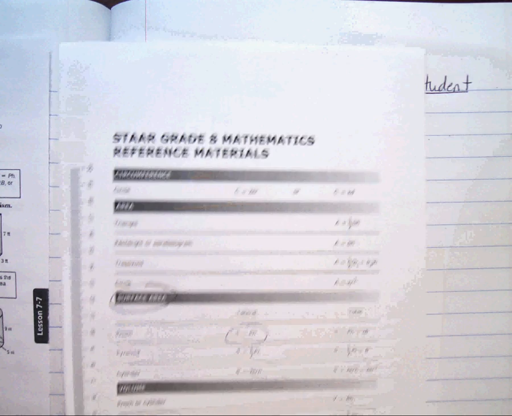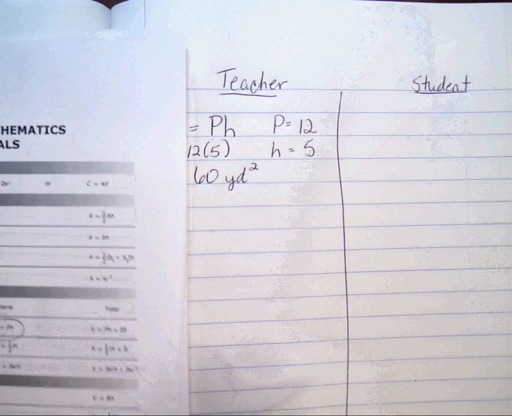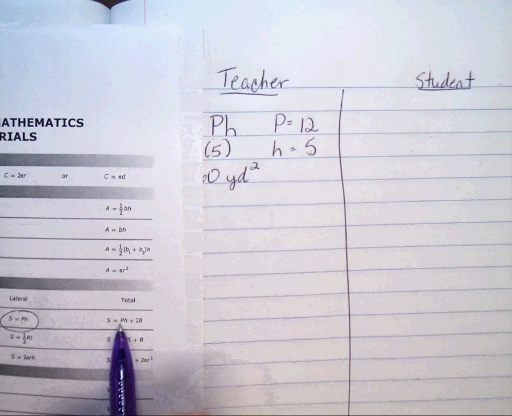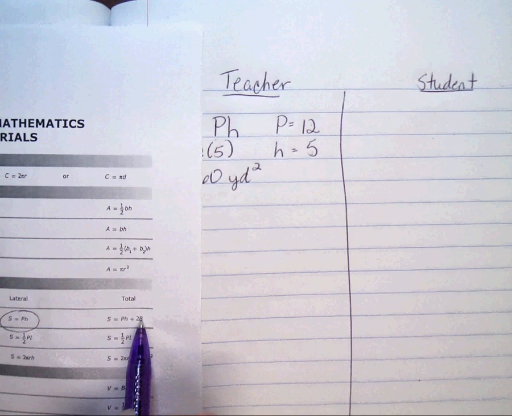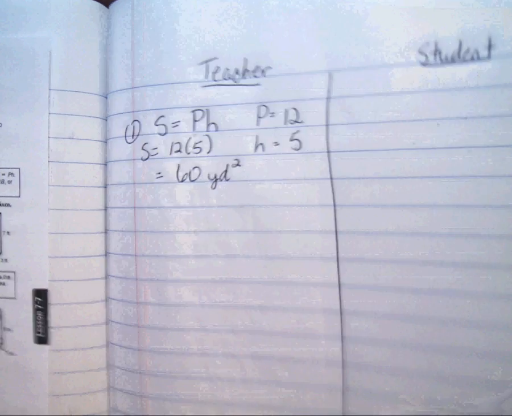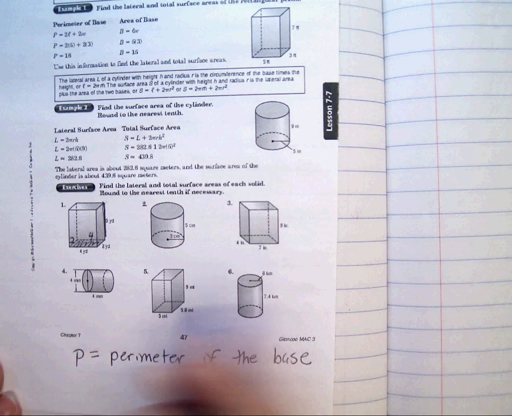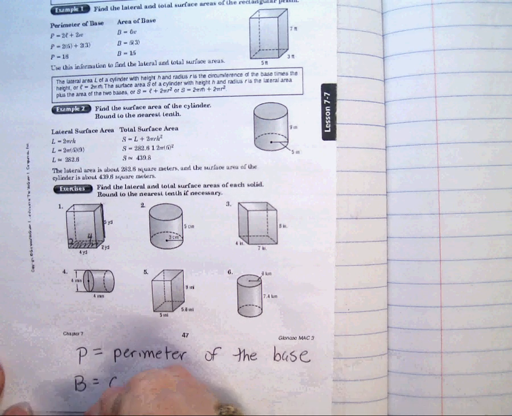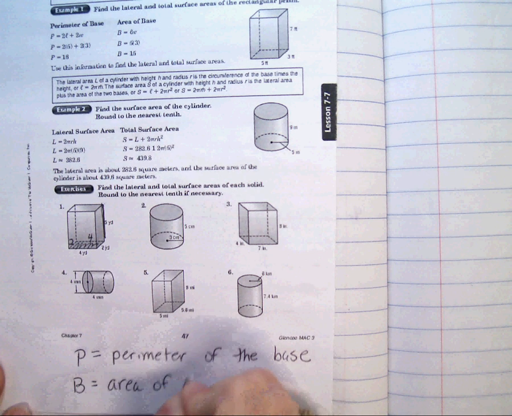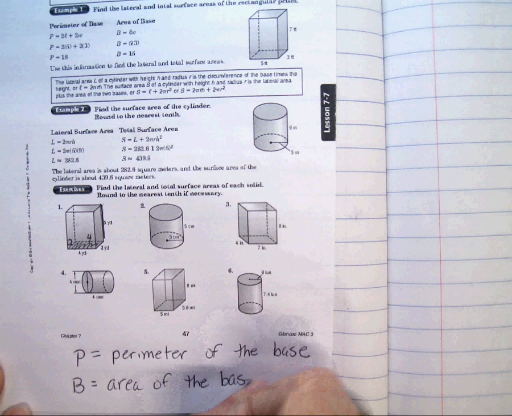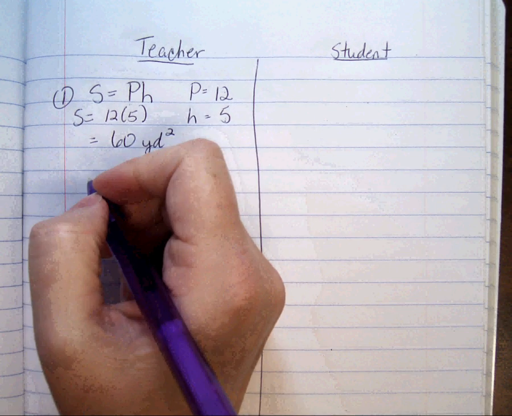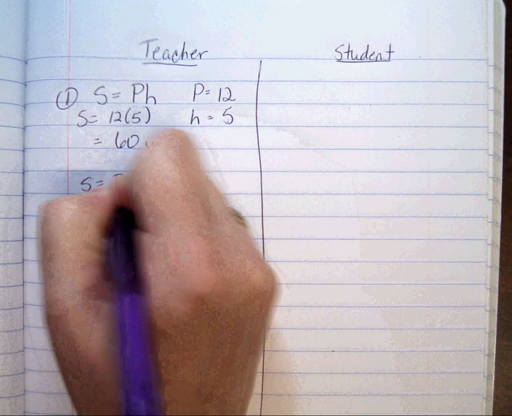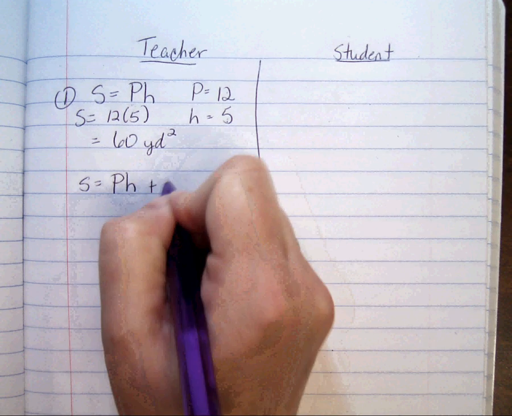Now, if you'll look at our formula page, the total surface area is a different formula. It's the lateral surface area, which we just found, plus 2 times this big B. I need you to write down what big B stands for. B stands for area of the base. So, back over here, I'm going to write down my formula for total surface area, which is P times H, which we've already found, plus 2 times the area of the base.